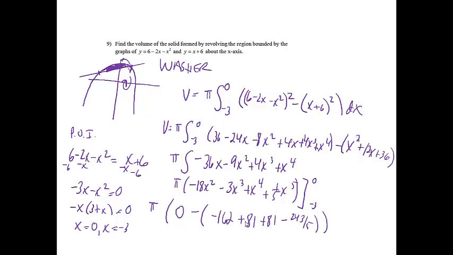All right, just to save me some time of getting a common denominator, I notice that negative 162 plus 81 plus 81 all cancels out and gives me 0. And then minus negative 243 fifths will give me positive 243 fifths pi. So that will be my volume.